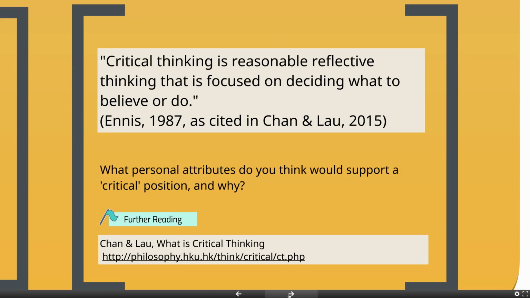So, another definition of critical thinking. It's reasonable reflective thinking that's focused on deciding what to believe or do. It isn't a static thing, it's part of a wider process. So it's part of your reflective practice. You think critically about a situation or an issue, a scheme of work, something that you're working on, and you think about how that's working. You take a step back from it, you're objective about it, and you evaluate it.